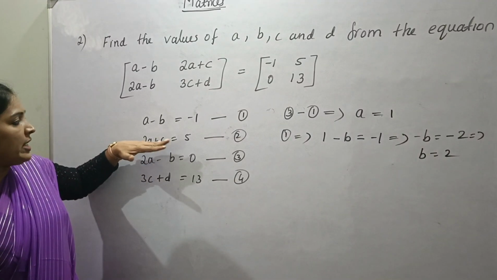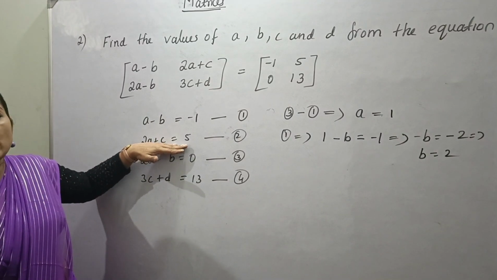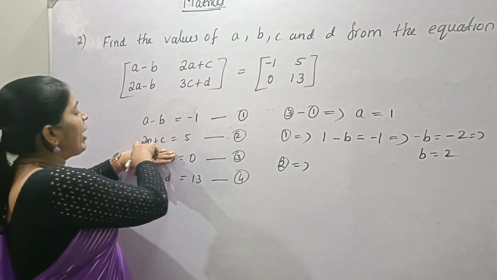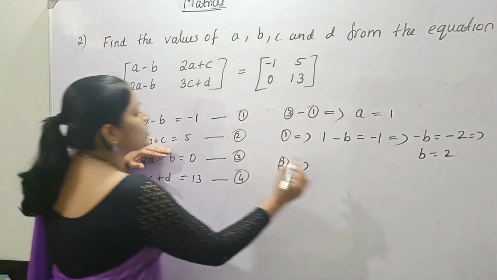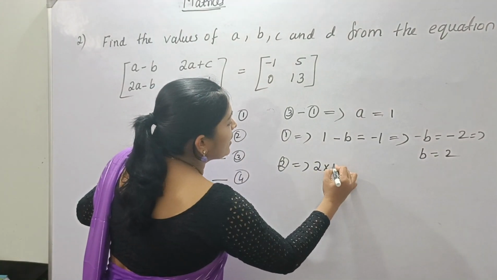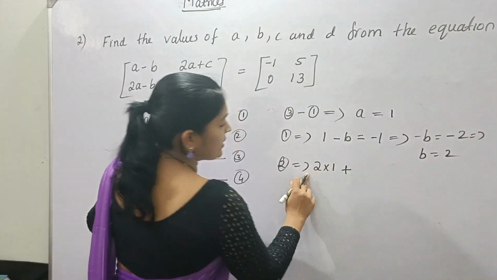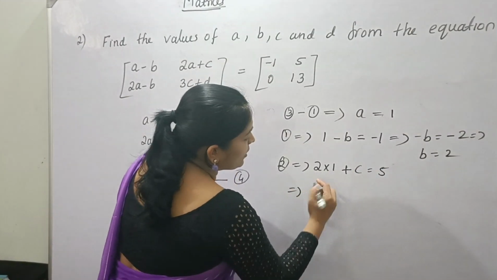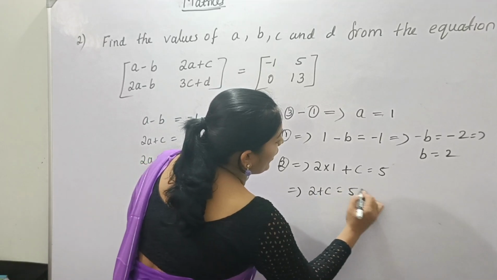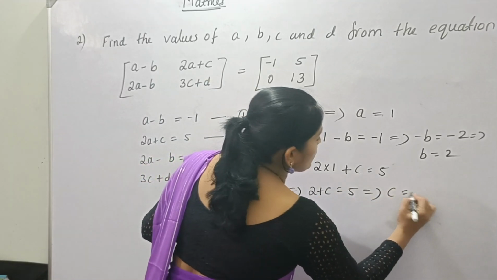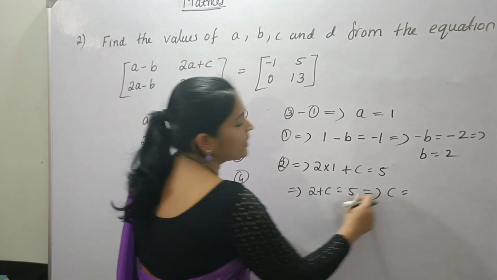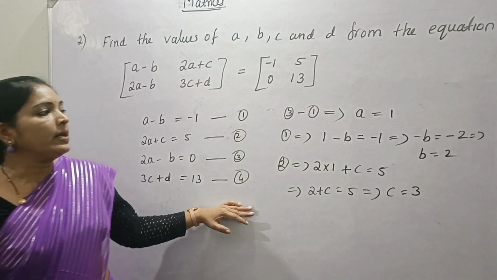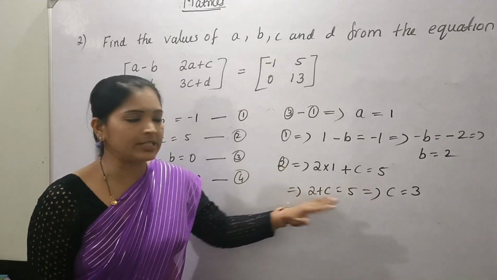So for finding the C value, consider equation 2, because we have the value of A, right? So substitute the value of A in 2A, that is 2 into 1 plus C is equal to 5. That implies 2 plus C is equal to 5. This implies C is equal to, take 2 to the right side, 5 minus 2, that is 3. So here we have got the value of C.